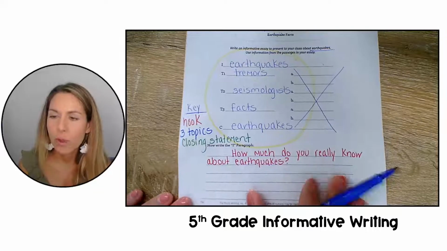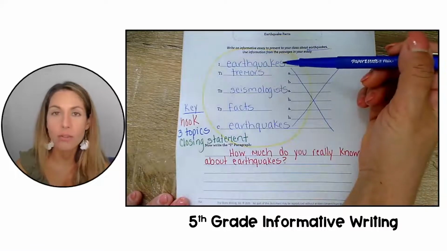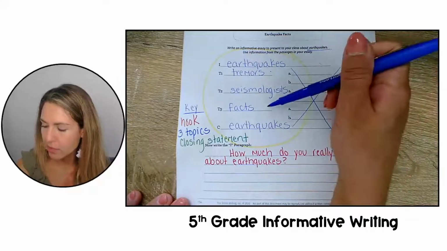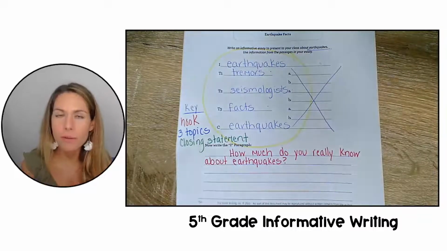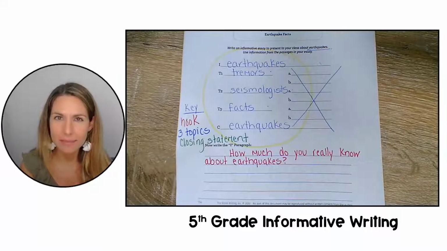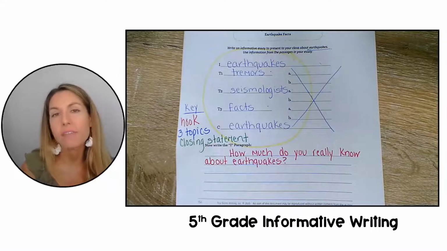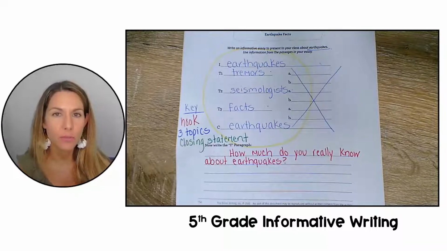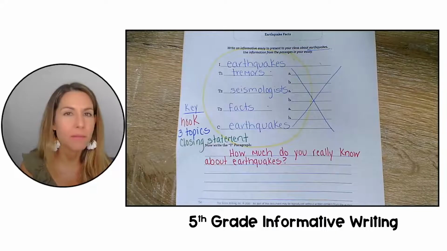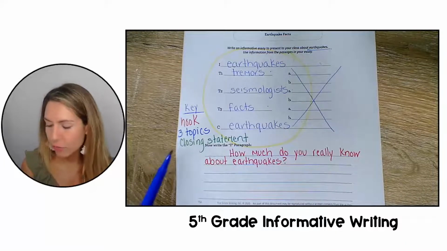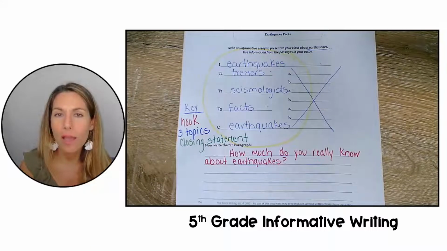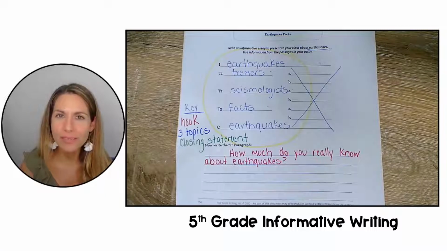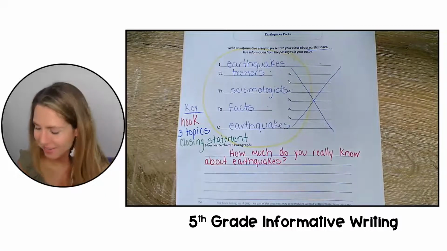Now we move on to our 3 topics. So here we will write our controlling idea, earthquakes, and then the 3 topics, tremors, seismologists, and facts. Now remember, I can't just write those topics in a list because it won't sound right. So I'm going to have to add some words to each of those topics so that my 3-topic sentence flows. I want you boys and girls right now to be very brave, and I want you to try to write your 3-topic sentence all on your own while I write mine on my own. And when we get done, we'll review. Can you do it? I know you can. Let's give it a shot.